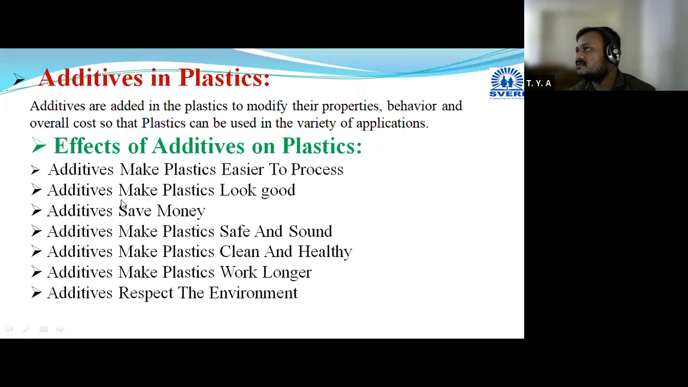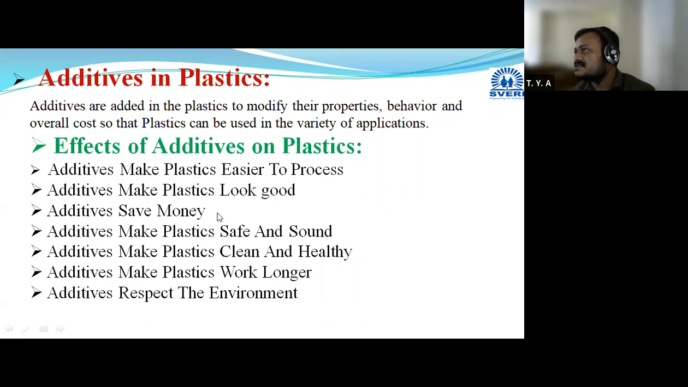Then when additives are added, they make plastic look good. Look good means its appearance will become attractive. If you compare different plastic materials, their appearance is very attractive compared to other materials. Whichever plastic components are there, they look very attractive. If you compare chairs, different chairs are available. Chairs are also available which are made from wood or metal. And if you compare them with plastic chairs, you can say that plastic chairs look attractive, and they are available in different colors. Their appearance is very nice. So this is the effect of the additive only.